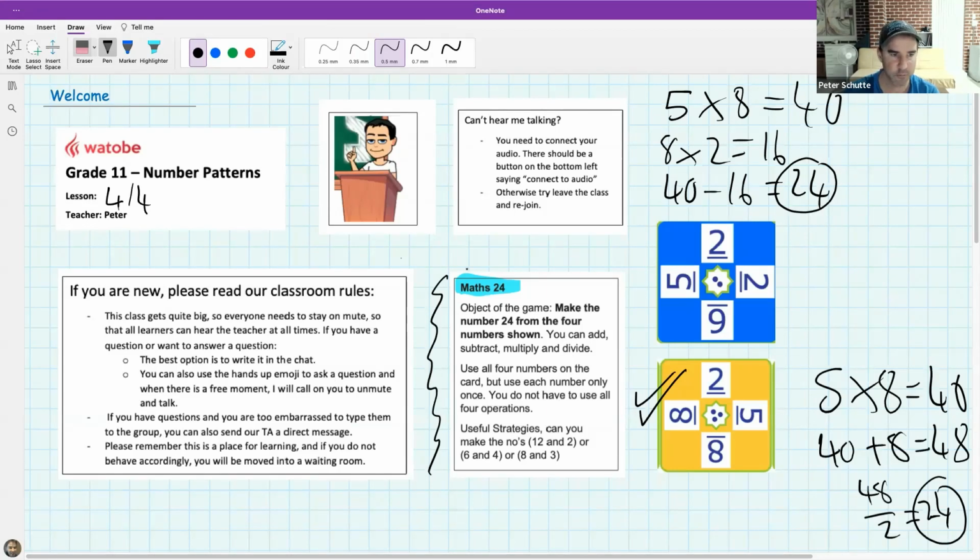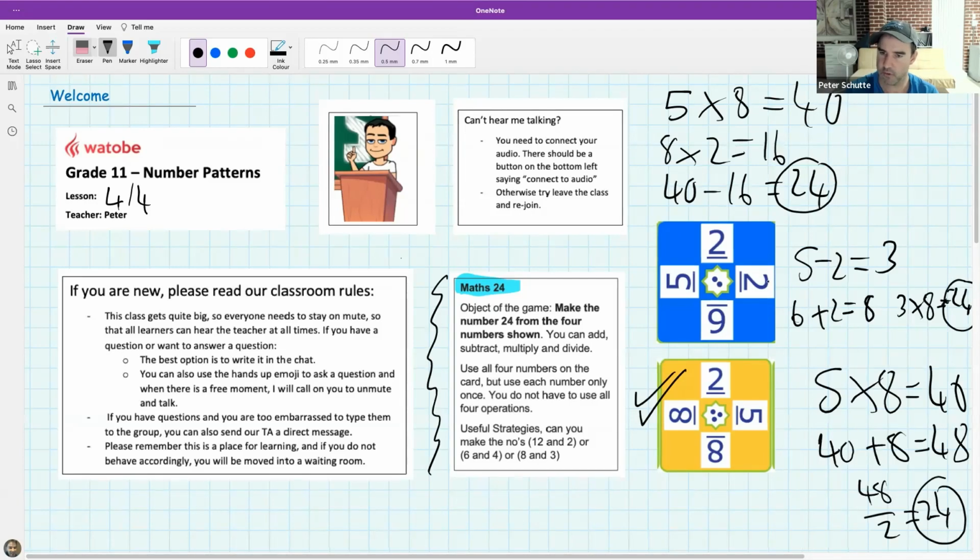Muzi has said for the blue one, I'll pop this answer in. 5 minus 2 is 3, and 6 plus 2 is 8. And so then 3 times 8 is 24. Well done, Muzi. That was fantastic. Now I can start my lesson knowing we've solved the Math 24 questions.